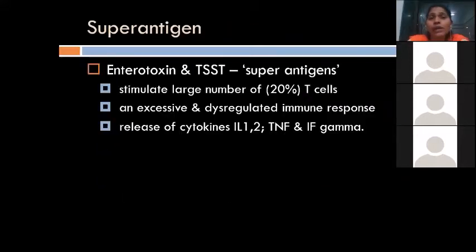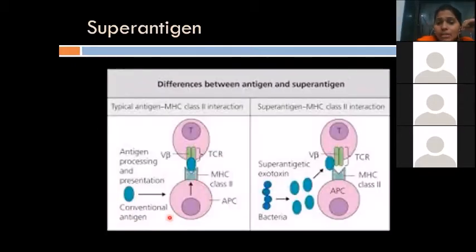Now we'll move ahead with one of the university questions, which asks what exactly a superantigen is. Enterotoxin, scalded skin syndrome toxin, and TSST are considered superantigens of staph. So this is a class 2 MHC, that is, an antigen presenting cell. And suppose this is some kind of antigen, some kind of foreign particle.